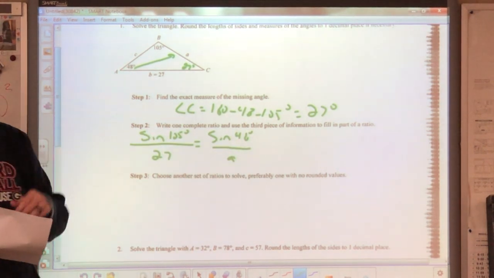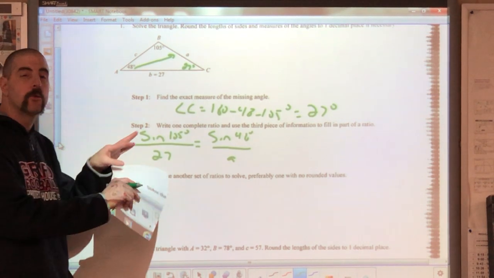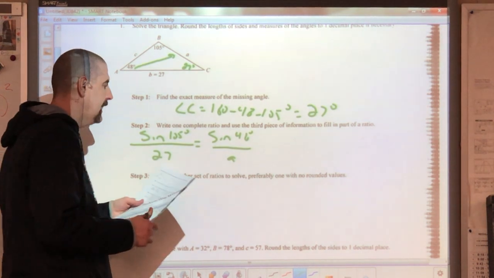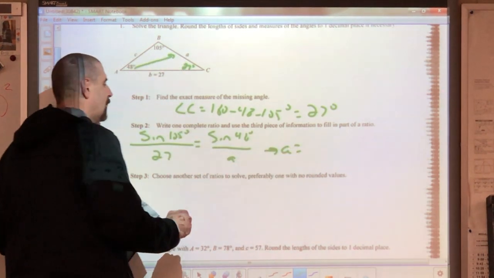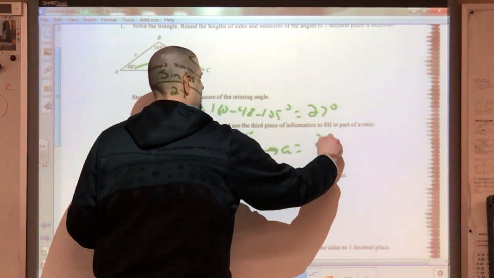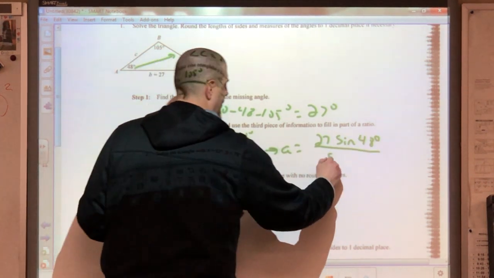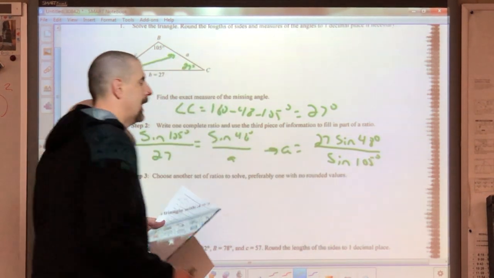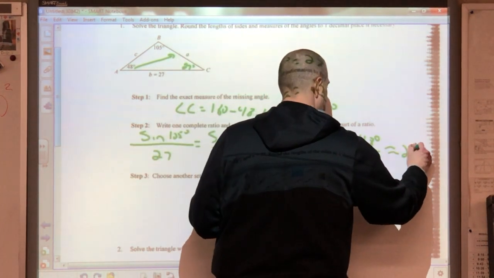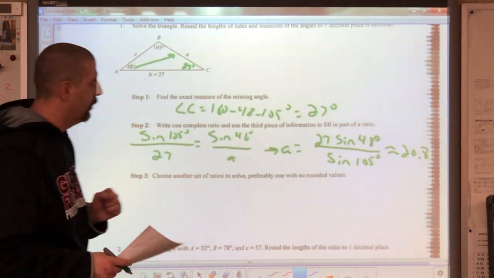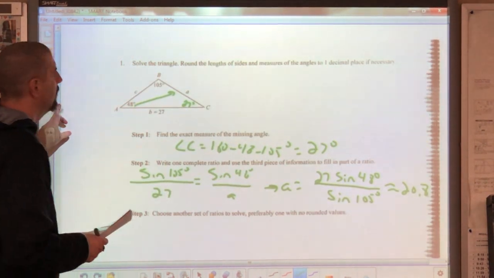Now it's a ratio or proportion, so you want to cross multiply and solve. If you cross multiply and solve, this is going to give us A is equal to 27 sine 48 over sine 105. You type that in your calculator and you will get approximately 20.8. So now we know A is 20.8. And again, it says round to 1 decimal place.